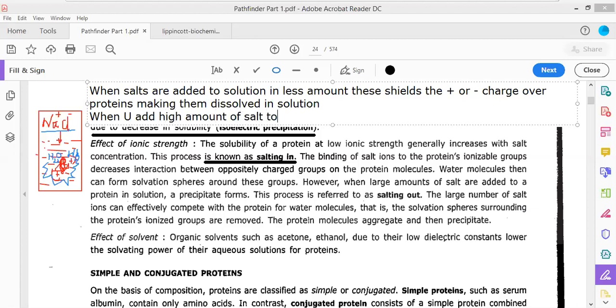When you add a high amount of salt to the solution, what happens? The water molecule has a dual nature. It was firstly surrounding the protein molecule so that it could dissolve the protein within itself. But now look at salt. Salt is easily available. Then why not make a solvation sphere along with salt? Leave the protein molecule. Let's make a new solvation sphere around the salt molecule.